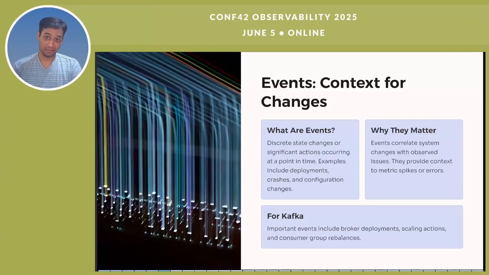Events. These are the second thing which we briefly talked about, right? Discrete state changes. For Kubernetes, a pod crashes, a pod restarts, there is a rollout, there is a new deployment, 500 different things can happen. Those are all events. Similar for Kafka, right? You could have a broker crash. You could have a deployment. You could have a maintenance window where your Kafka cluster is rolling. So all that stuff are events for you.